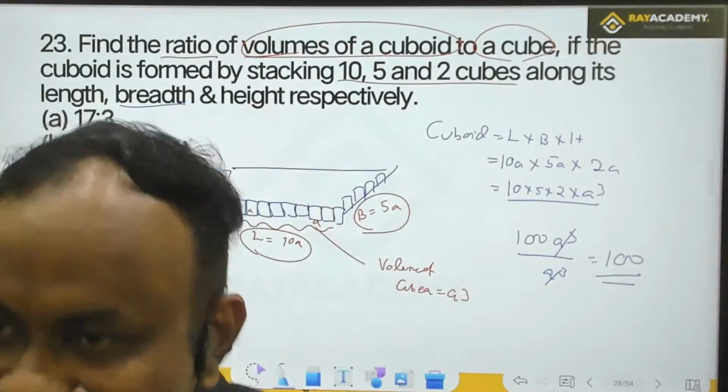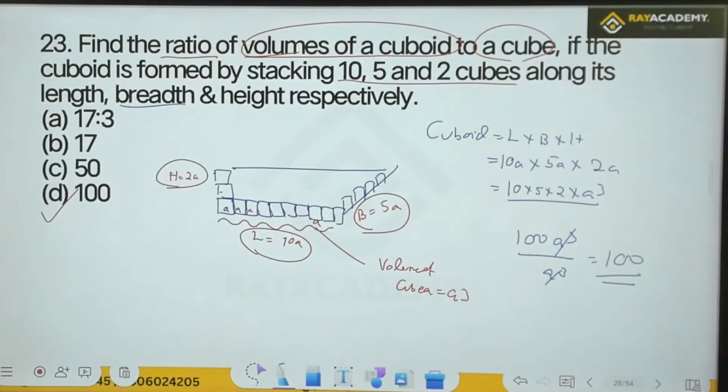So the question indirectly says they are stacking 10 cubes along the length, which means you need to understand that the length is 10 times the side of each cube. Similarly, the breadth is 5 times the side of each cube and the height is 2 times the side of each cube.